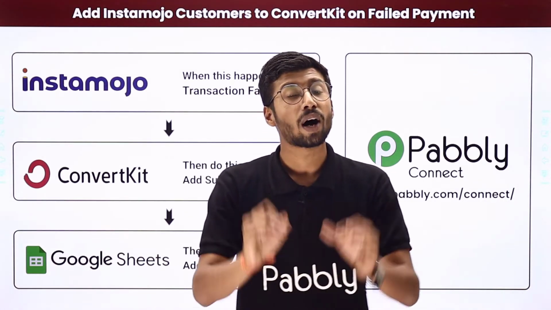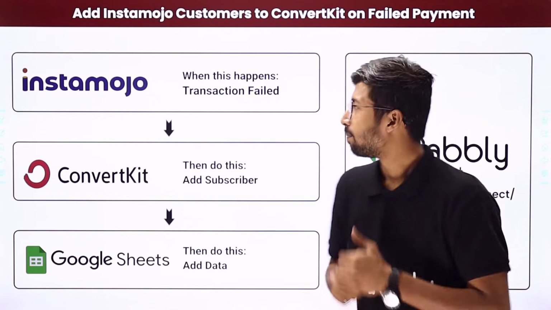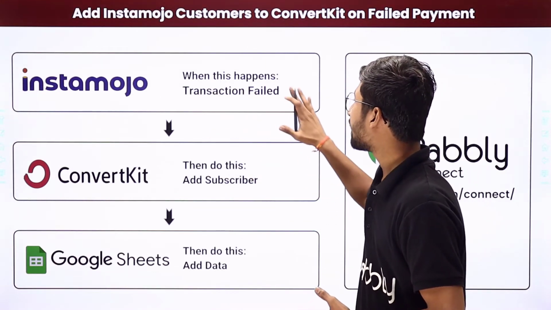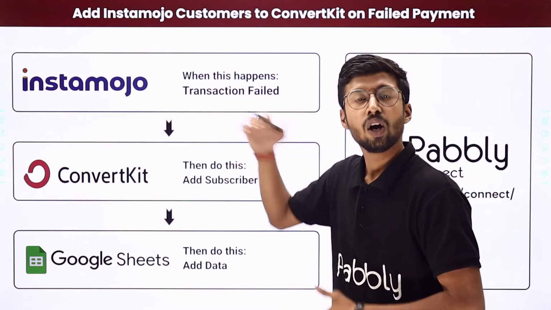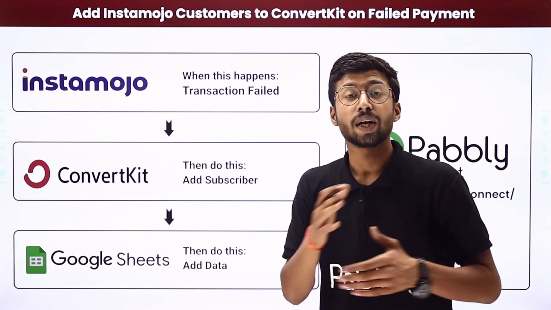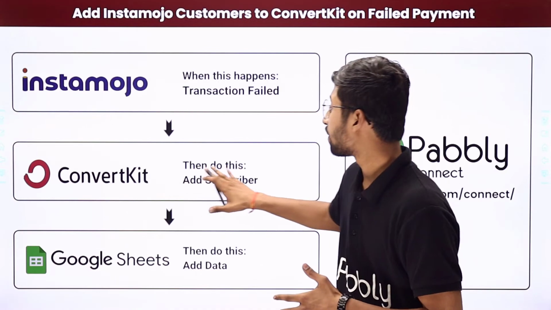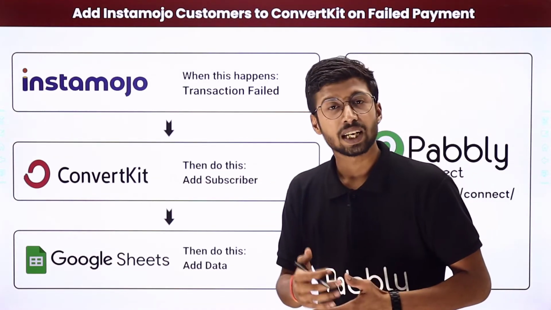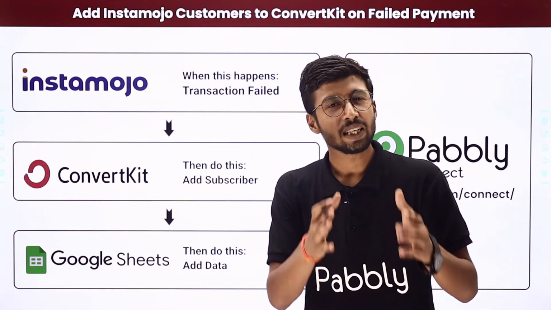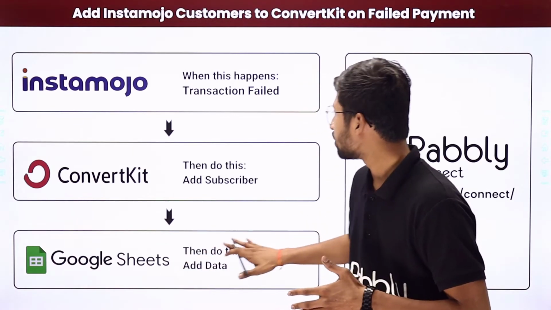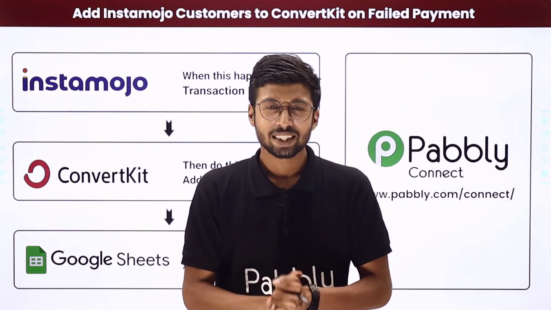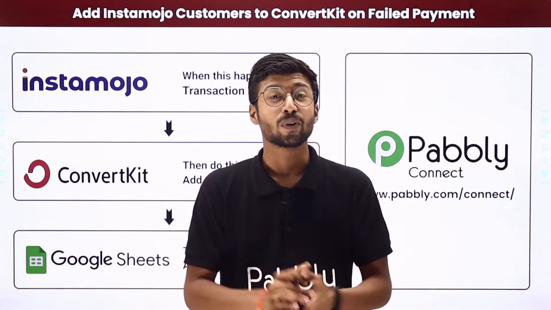So in this video, I came up with an awesome automation by which whenever a transaction fails in our Instamojo account, automatically the customer who was trying to make that payment will be added as a new subscriber in our ConvertKit account, as well as, guys, we will add the details of that very same failed payment into a Google Sheet as a new row. Interesting, right? Now here you must be thinking how we are going to do this.